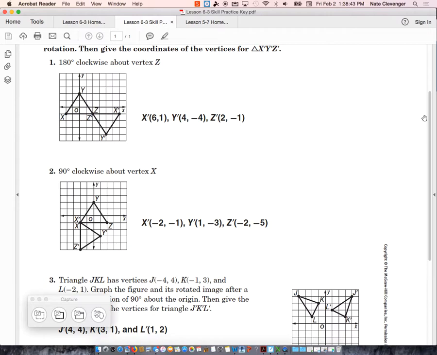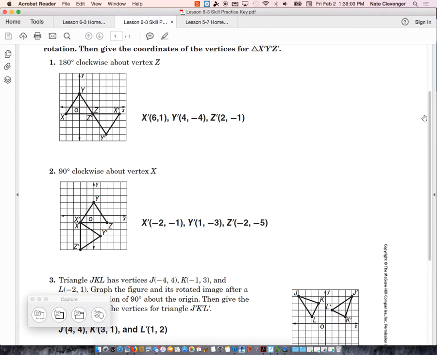You have the pre-image, the image, and then each one of the coordinates, which are x prime is 6, 1, y prime is 4, -4, z prime is 2, -1.